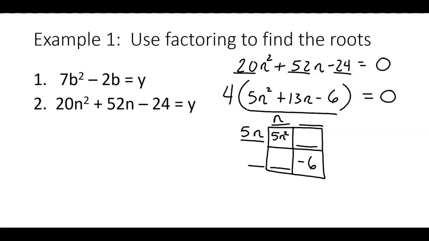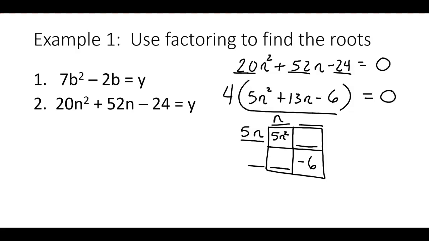You always have to split the variables up evenly. So you couldn't put all the n's on this side and no n's on the top. You always have to split them up evenly. The coefficients can be split up in a variety of ways, but 5 is just 5 and 1, so there's no other way to split that up. That's got to be the answer.